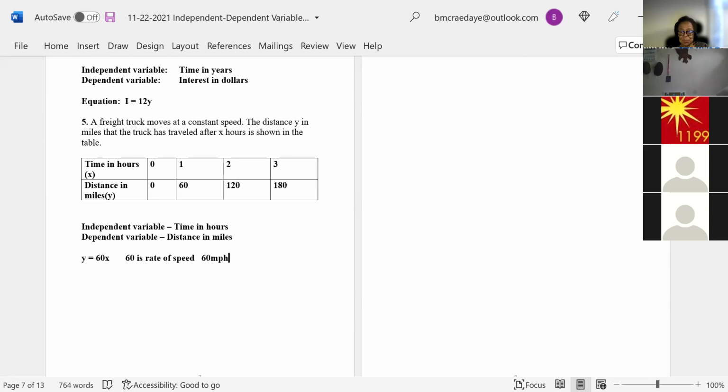Questions? No. All right, Alva, so you understand now why your dependent variable is the distance that you traveled. That's the distance you traveled, and that's dependent upon the time in hours you traveled. Okay, that was number 5. Let's go to number 6.